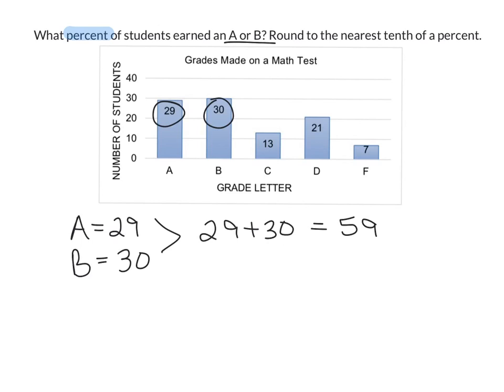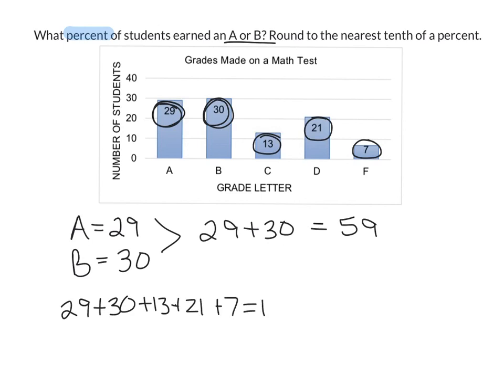Now I want to find the total number of students that took the test. To do that, we just need to add 29 plus 30 plus 13 plus 21 plus 7. So 29 plus 30 plus 13 plus 21 plus 7 gives us a total of 100. So 100 students total took the test.